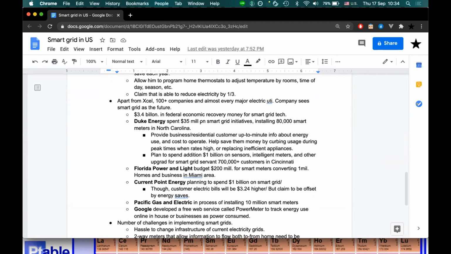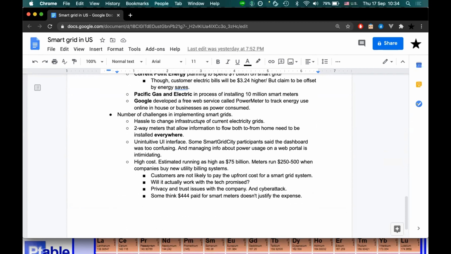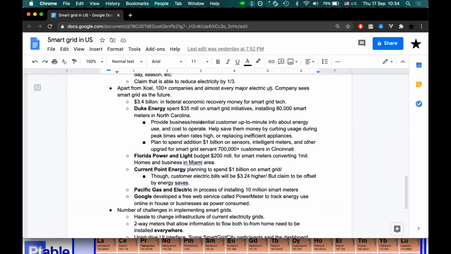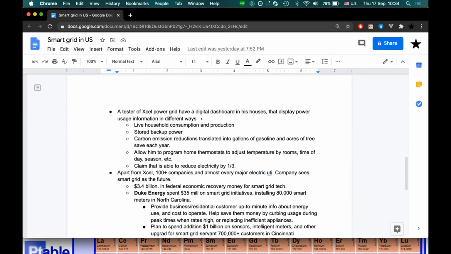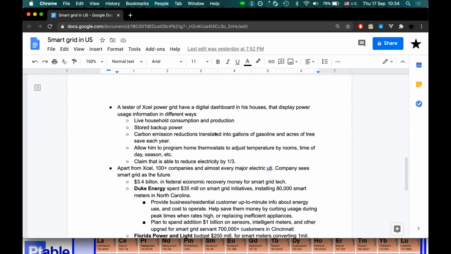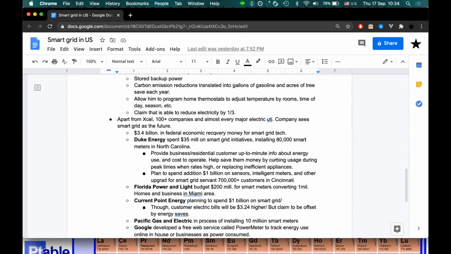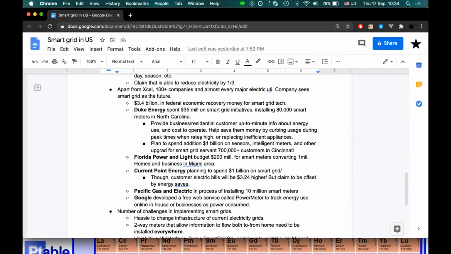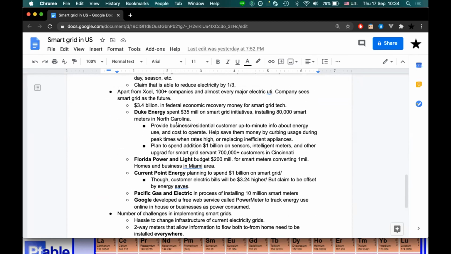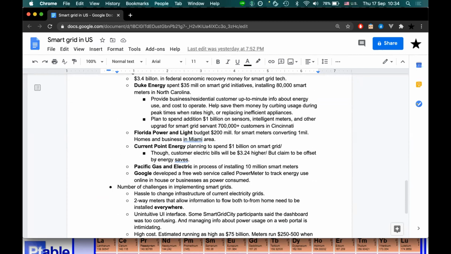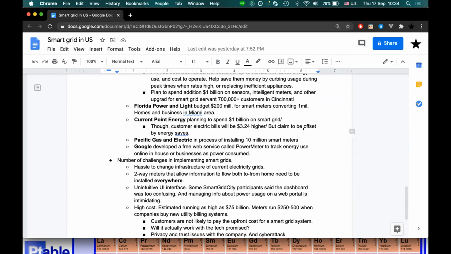Also, they list a bunch of big companies that are already planning and implementing this smart power grid system, and they list a bunch of advantages and disadvantages, and it's quite long, so I want to skip a bit. There are large energy companies like Duke Energy, Powerlight, and also Google implementing a free web service to track energy use from the smart grid.